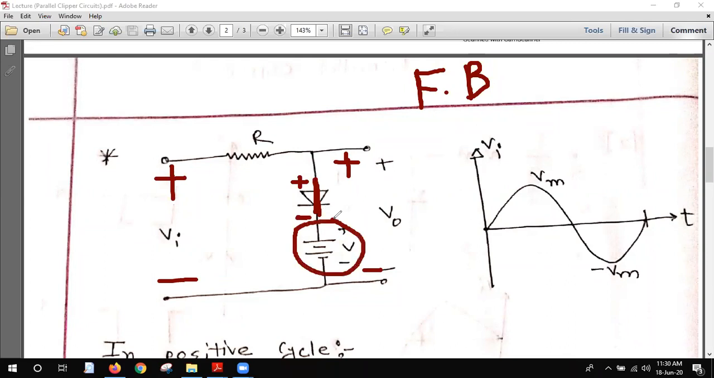Okay, so we get that because this branch is in parallel with the output branch, so that's why it is a shorted line. So this is the 0 voltage, and that's why the output will be just the V voltage. So when it is forward bias, the output V output will be V.